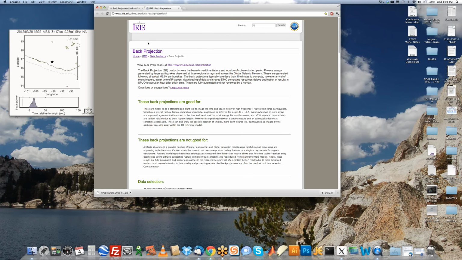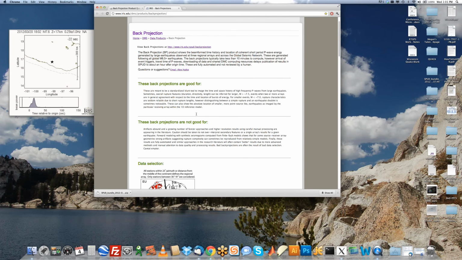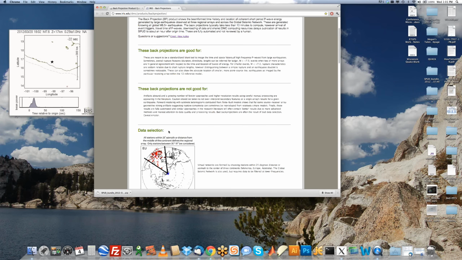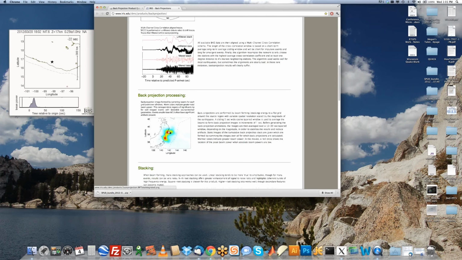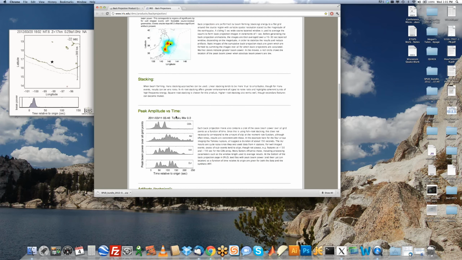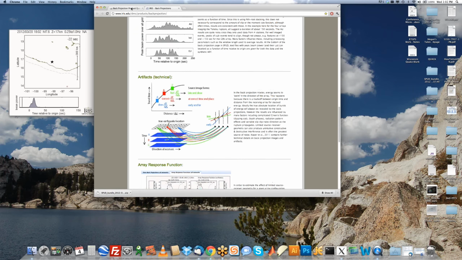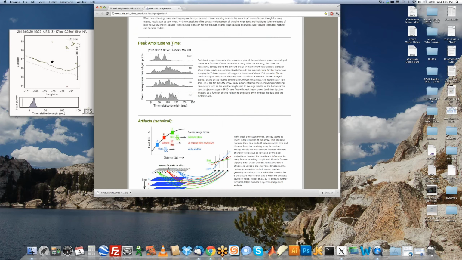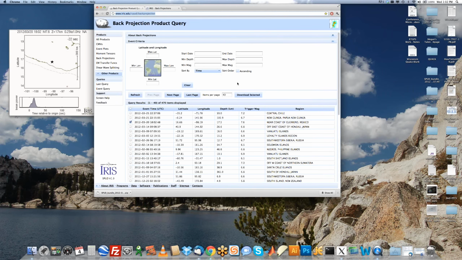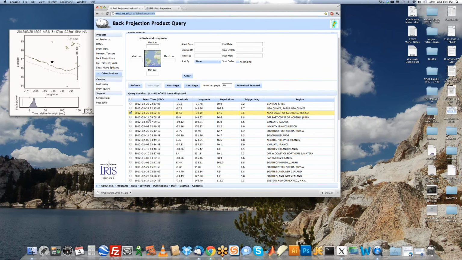We have one on the IRIS data management system page, which provides some information on what these are good for, what they're not good for, explains how the data is selected and processed, and then gives a couple examples of what you would look for in results from that. And then you can go to a page where these are actually available for download from all the earthquakes that are within the criteria for constructing these. And so there's a whole list of events. These are just usually a couple days behind when the actual event occurred.